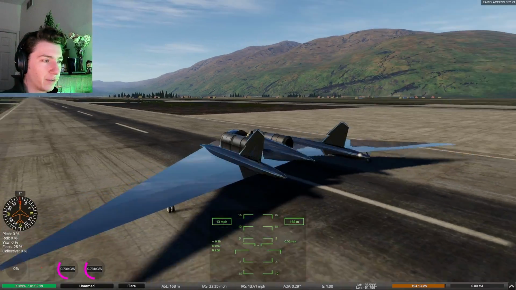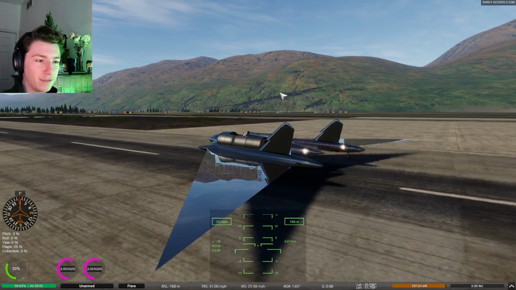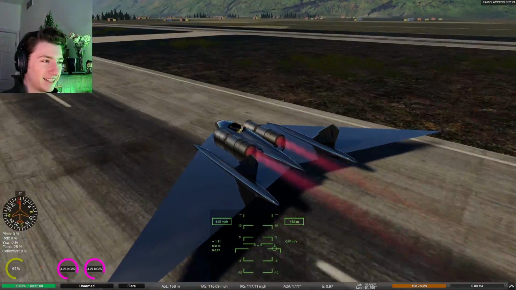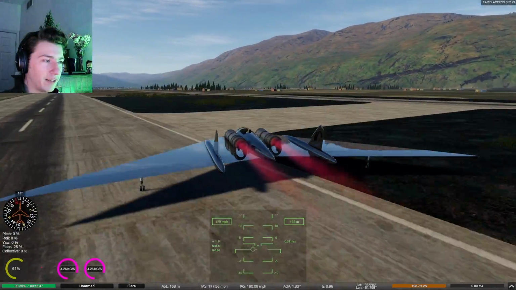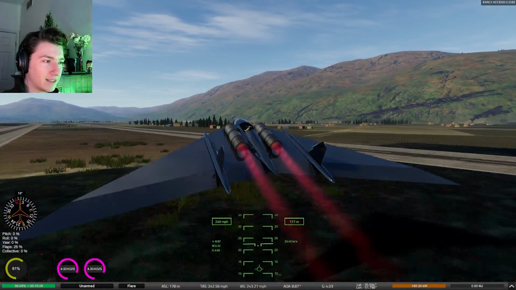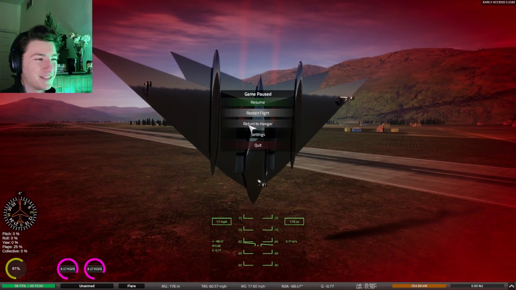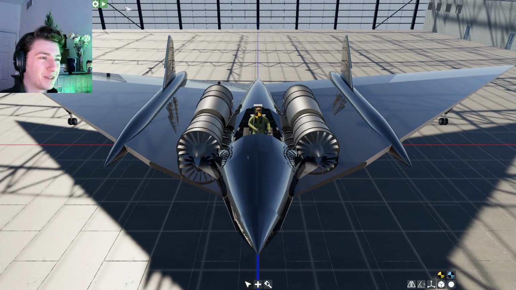Alrighty, here we are on the runway. Let's try to take off. You guys are going to see quickly how well this goes for me. This plane is huge, by the way. Alright, let's add some lift, and you can see it does not like to fly. That wasn't even a good demonstration.